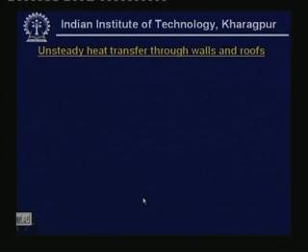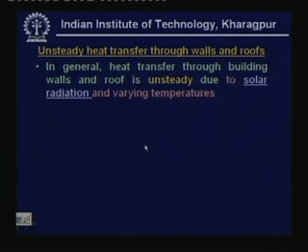Now let us look at unsteady state heat transfer through walls and roofs. In general, heat transfer through building walls and roof is unsteady due to variation in solar radiation and varying temperatures. Even though so far we have discussed steady state heat transfer and how to calculate heat transfer rate under steady state condition, you find that most of the times the heat transfer is not under steady state. Okay, most of the times heat transfer through the buildings is in an unsteady state. Okay, this is mainly because of the variations in the solar radiation and variations in the outdoor and indoor temperatures.